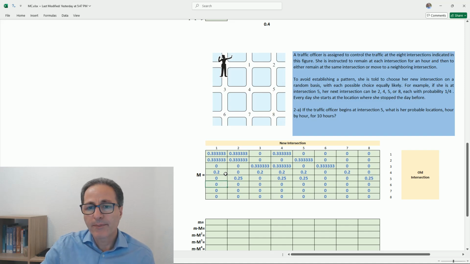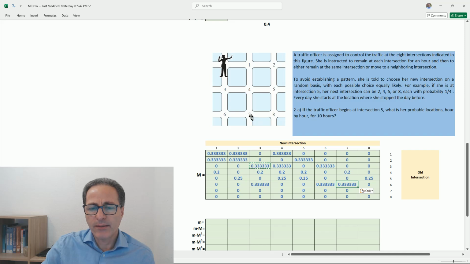From 6, there are 3 possibilities, again 1/3. From 6 she can go to 3 by 1/3. From 6 she can stay at 6 again, or move to 7.